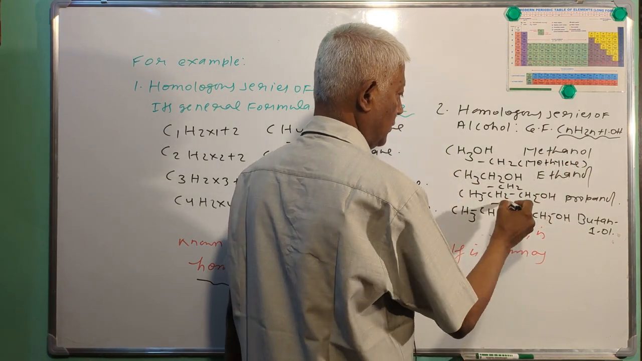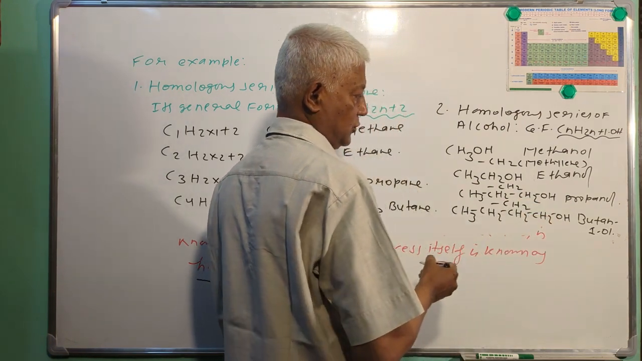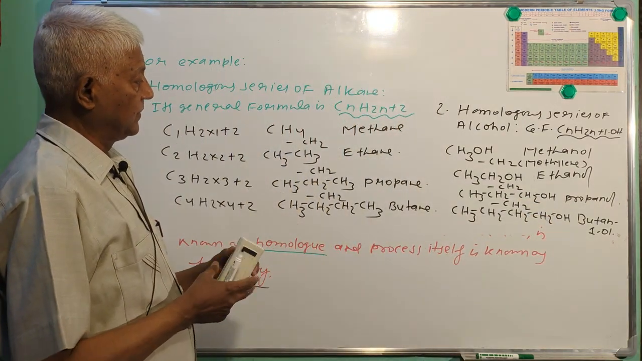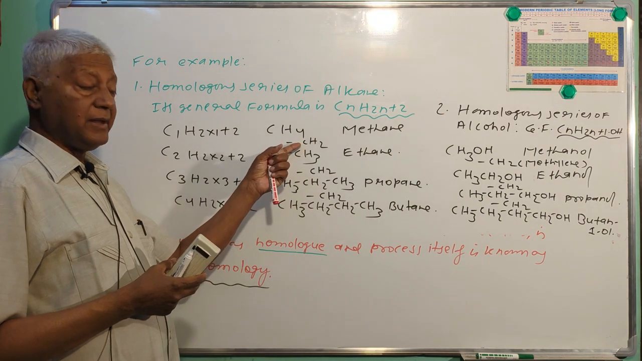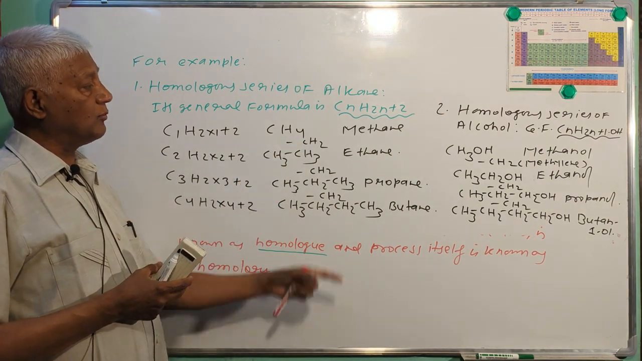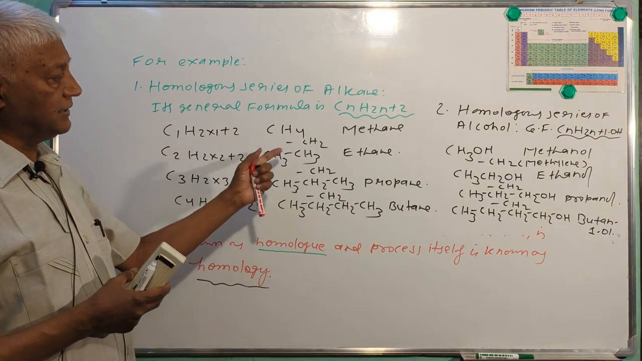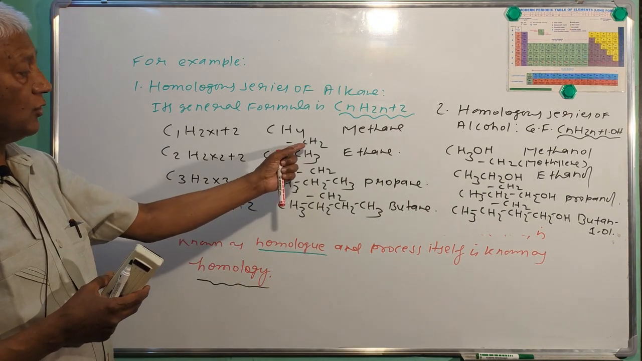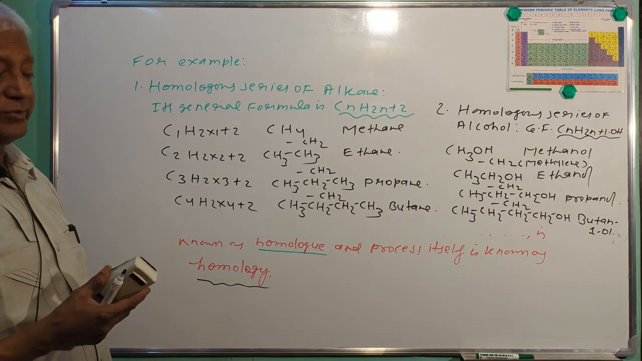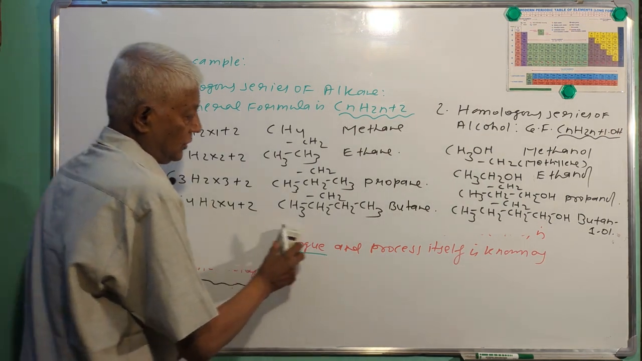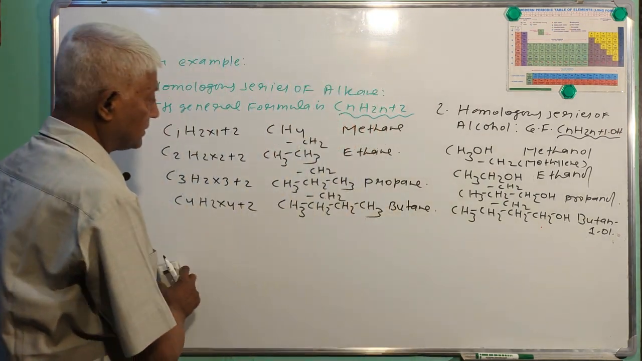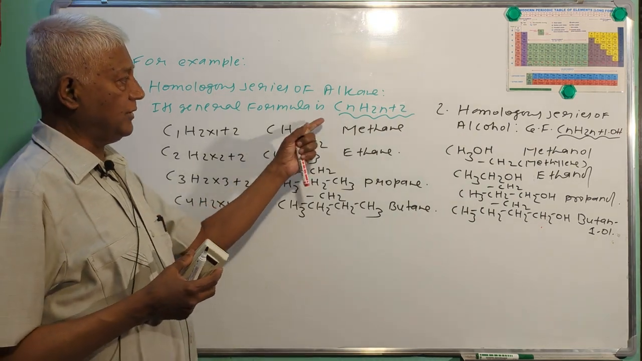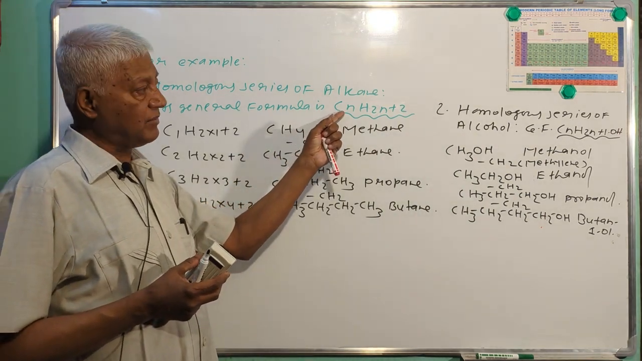Methylene group. What is the difference over here? CH2. Yes, always. So that is the main property of what we call a homologous series. The difference between two consecutive compounds is always CH2. So always we have to keep this in mind. So that is about the homologous series of alkane. Always we have to follow this general formula.